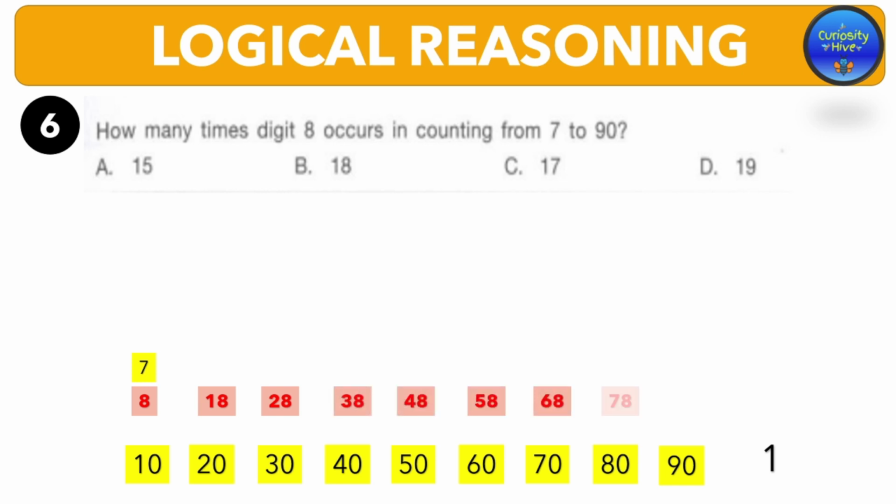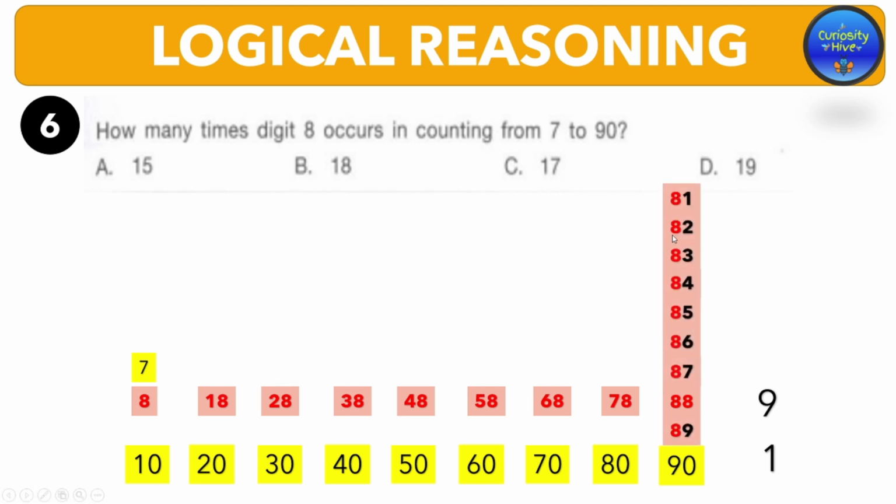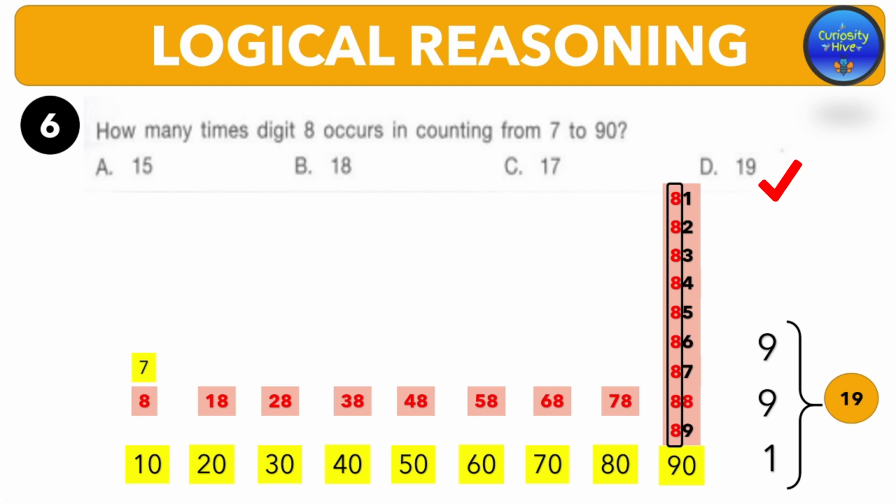Now here, if we count the 8s in ones places, there are 9 occurrences for that. But hold on, we have not counted the 8 in tens place in 88, because in the numbers from 80 to 90, there are 9 more 8s starting from 81, 82, 83 till 89. So in all, we have 9 plus 9 plus 9 8s in this range, which is equal to 19. So our right answer is option D, 19.